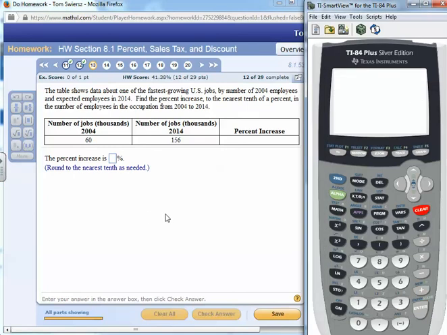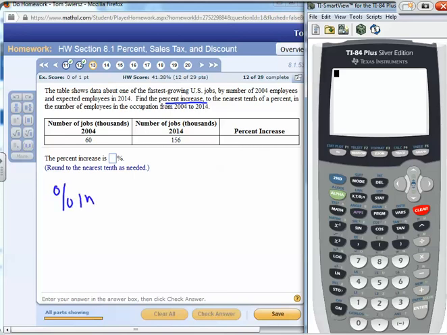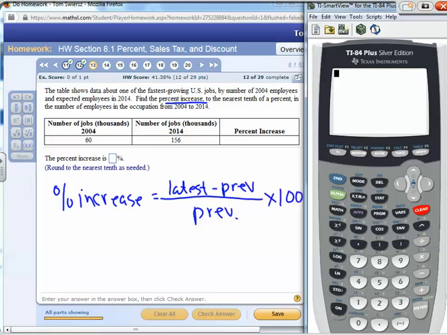Okay, question number 13. The table shows data about one of the fastest growing U.S. jobs by the number of employees in 2000 and expected employees in 2014. Find the percent increase to the nearest tenth of a percent. Okay, for the percent increase or decrease, the formula is you take the latest period, so the latest minus previous. You subtract and you divide by the previous, and then to change it into a percent, you multiply by 100.